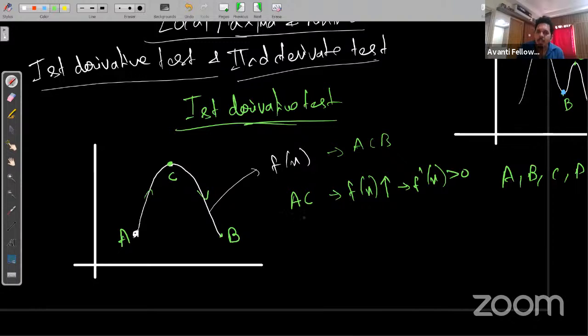So now tell me, for CB, what is happening? f of x is decreasing. For CB, I'm talking CB, f of x is decreasing. Then f dash of x is less than 0, right? You agree or not? Excellent, guys. Very good.